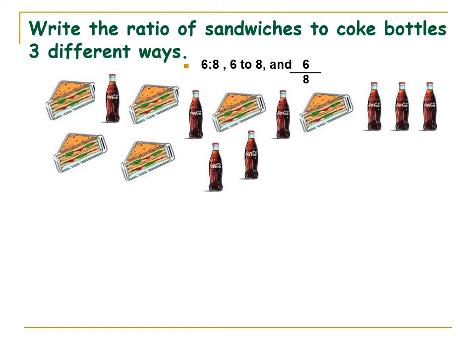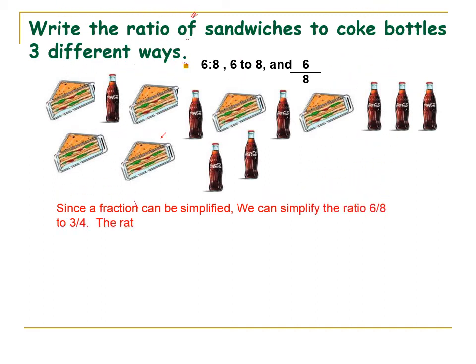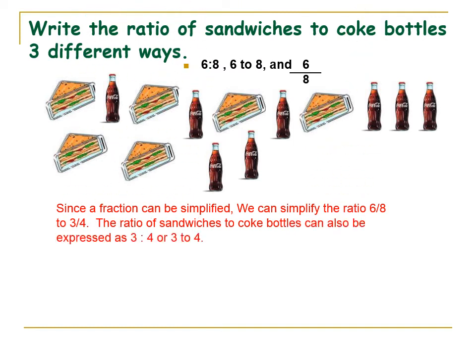We can write it in 3 different ways. The first way, we use the colon; the second way, we can write it as 6 to 8; and the third way is by using a fraction. Since a fraction can be simplified, we can simplify the ratio 6 over 8 to 3 over 4. The ratio of sandwich to Coke bottles can also be expressed as 3 colon 4 or 3 to 4.